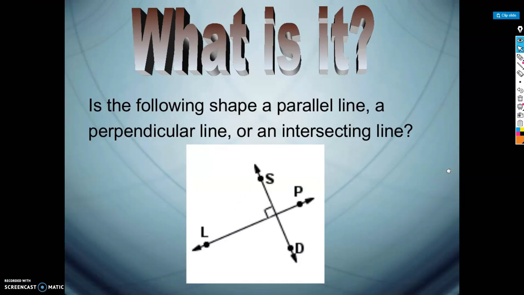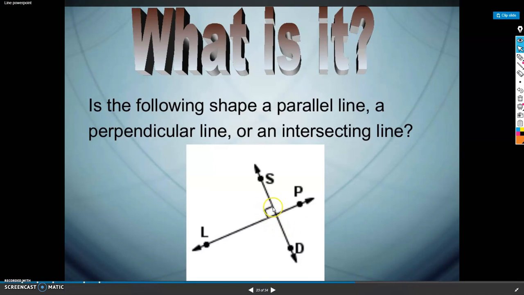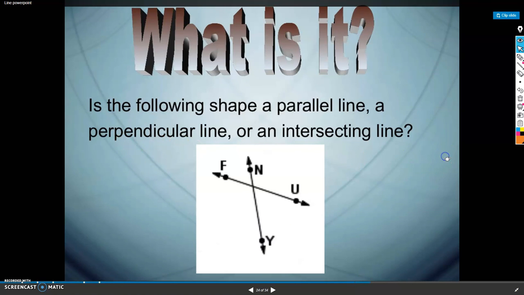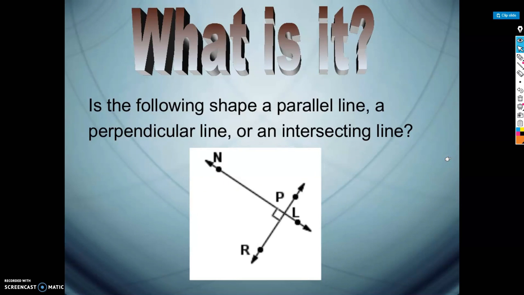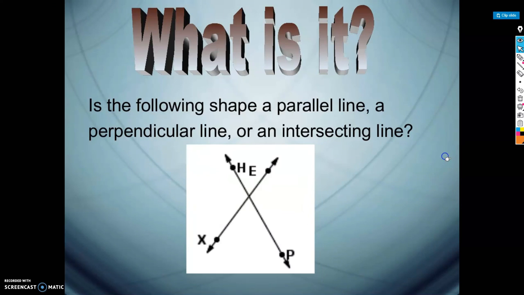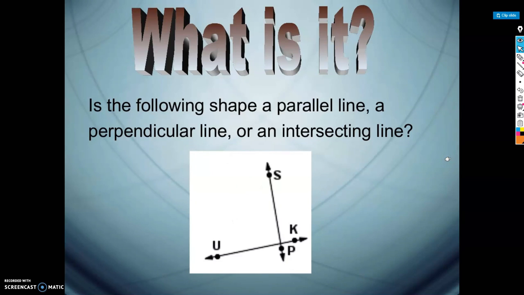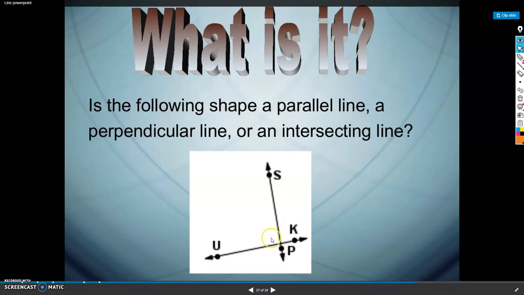Now, here we go. What do you think this is? Parallel, perpendicular, or intersecting? Now, because we have this right angle symbol, that means that that's a right angle, that's a right angle, that's a right angle, and that's a right angle. If you have a right angle, the rest of them have to be right angles. So that means that this is perpendicular. Intersecting. Perpendicular. Intersecting. I'm going to say intersecting because it doesn't have the 90-degree angle symbol.